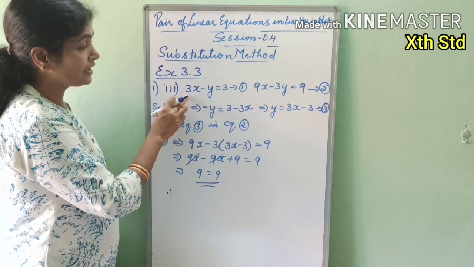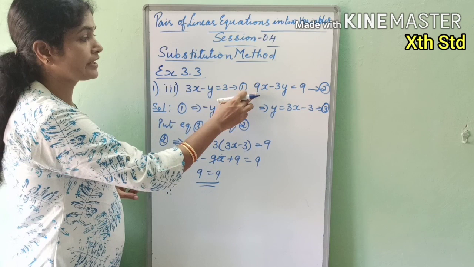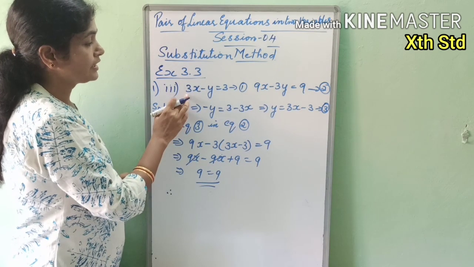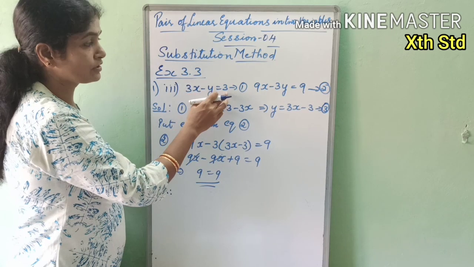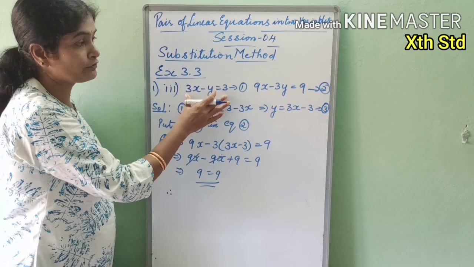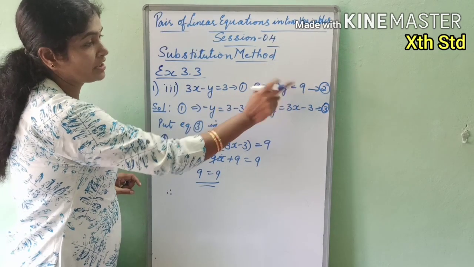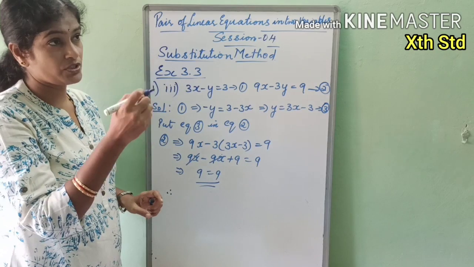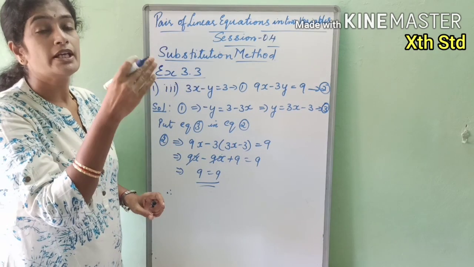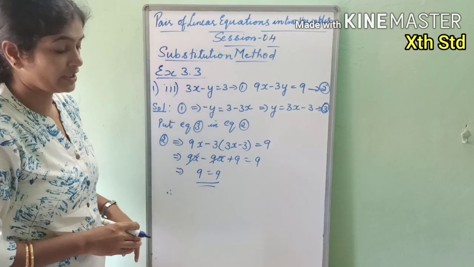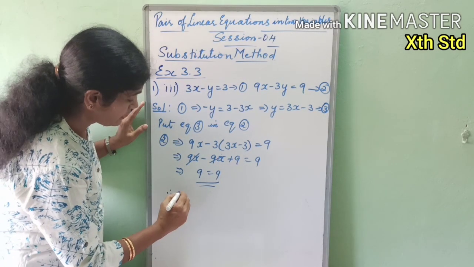Why is that happening? You just see here the coefficients of x and y in both the equations. That is here 3x minus y equal to 3, and here 9x minus 3y equal to 9. This equation 1, if you multiply by 3, you get equation 2. That means both the equations are the same. That is their ratios. Which are those ratios? a1 by a2 is equal to b1 by b2 and is equal to c1 by c2 here. Okay.